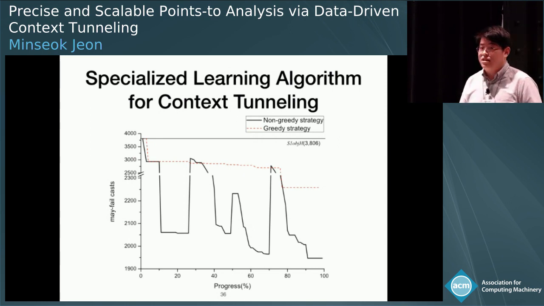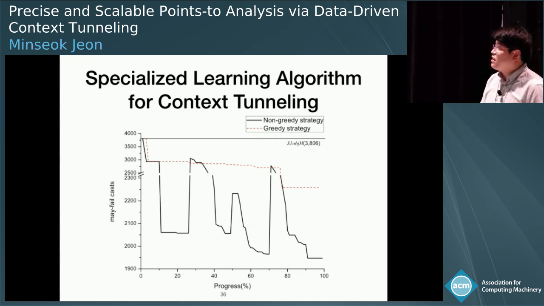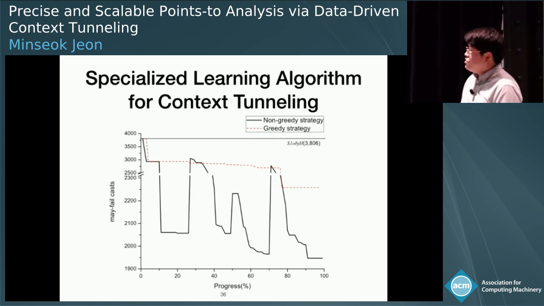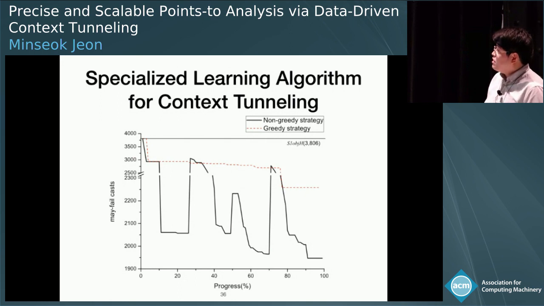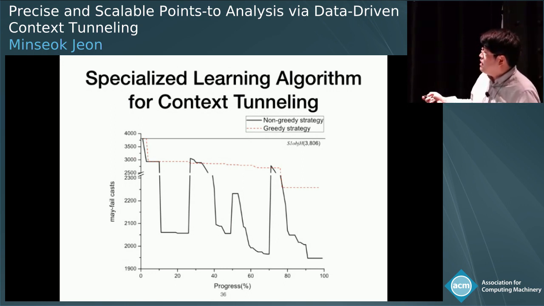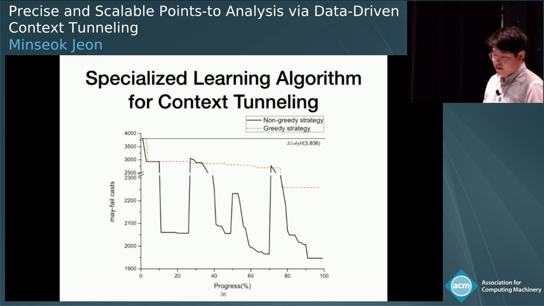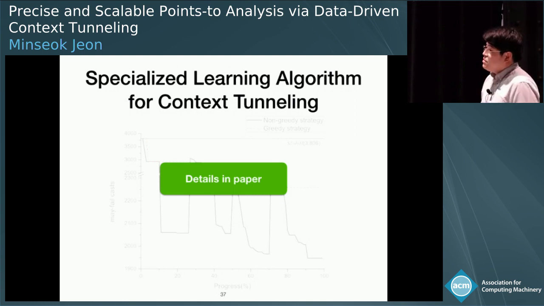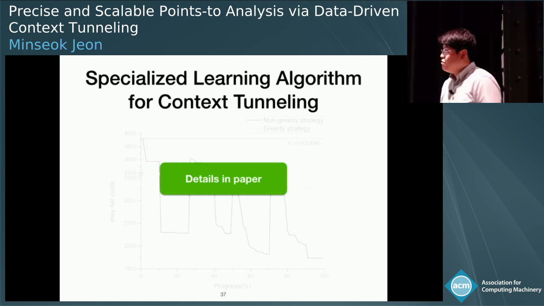To handle this non-monotonicity, we made a specialized learning algorithm for context tunneling. This graph shows how precision of the learned heuristic changes over training progress. Instead of greedy search, our learning algorithm repeats exploration and exploitation to avoid local minima. In this graph, the red line expresses the greedy strategy, and as you can see, its precision only increases over training progress, but its end result is suboptimal. However, our non-greedy strategy eventually finds a far better parameter after learning. So that is our learning algorithm's intuition. For more details, please consult our paper.